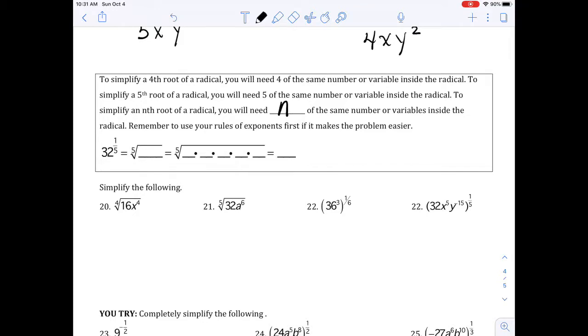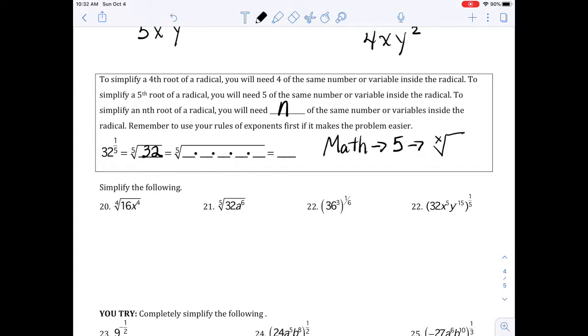Remember to use your rules of exponents first if it makes the problem easier. So 32 to the 1/5. So that denominator of 5 is the index. So that's the 5th root of 32. So in your mind, you're thinking, what number multiplied by itself 5 times will give me 32? You can also use the math menu on your graphing calculator. So you will hit math, and then you will hit 5, and it looks like this. It's got an X where the index is, and then a blank.